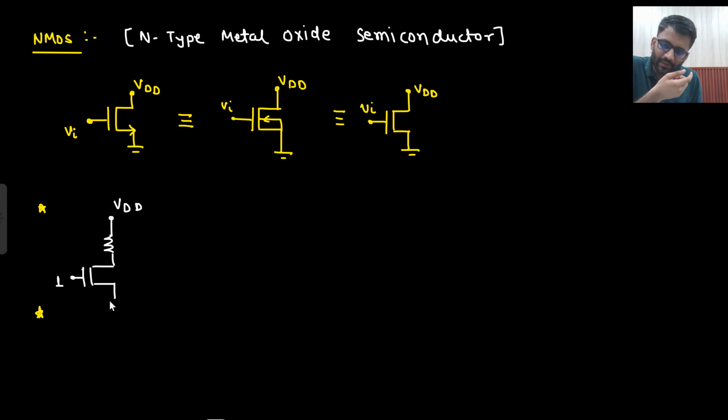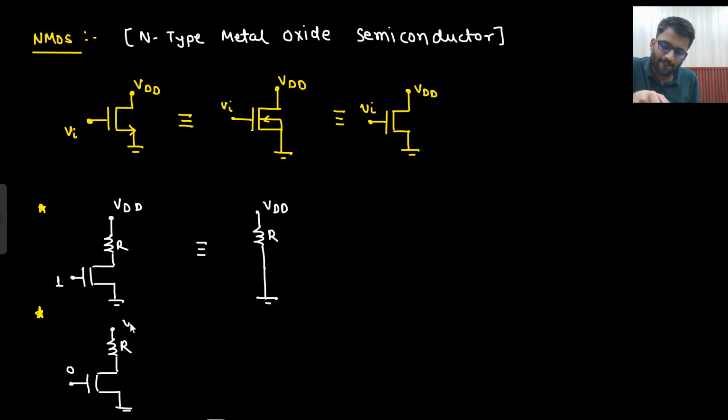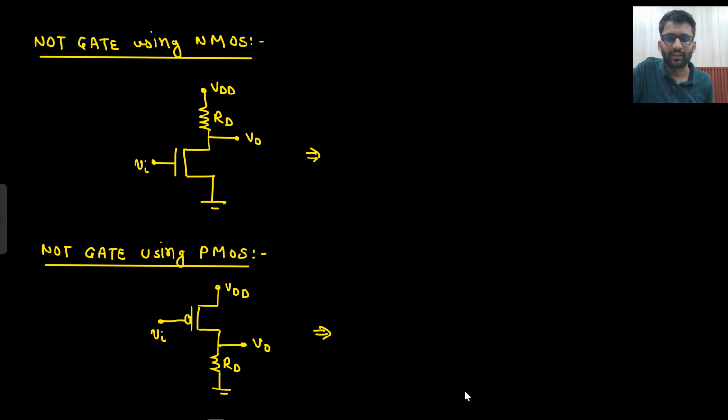If logic 1 is applied, what will happen? It will turn on. This is nothing but a simple resistor. If logic 1 is applied, it will turn on, so it will be shorted. And if logic 0 is applied, then it will be open circuited, right? So it is open circuited now. Well and good. Okay, let's move to the next slide.